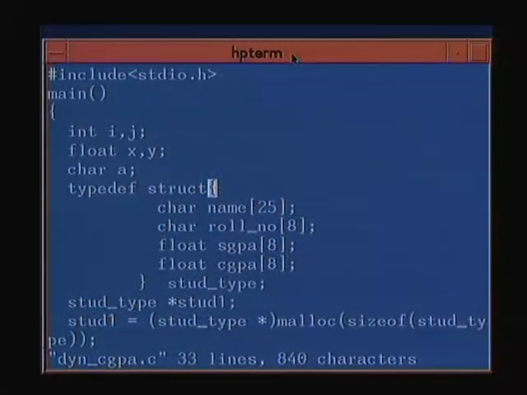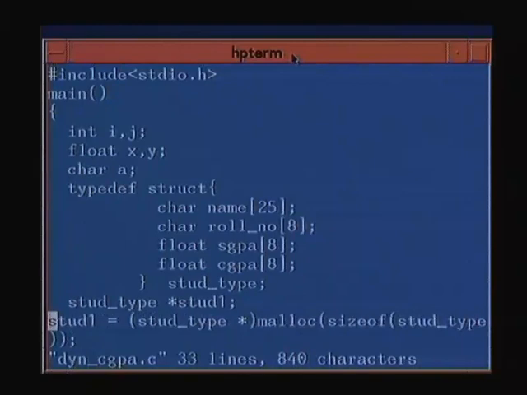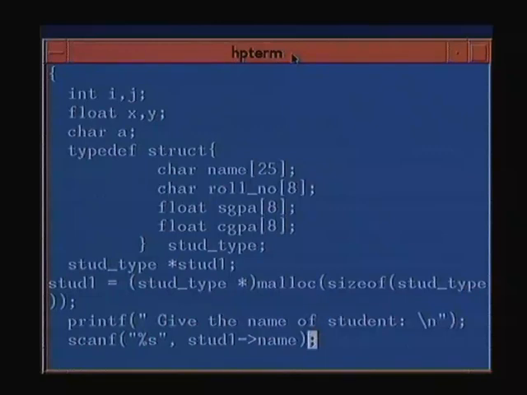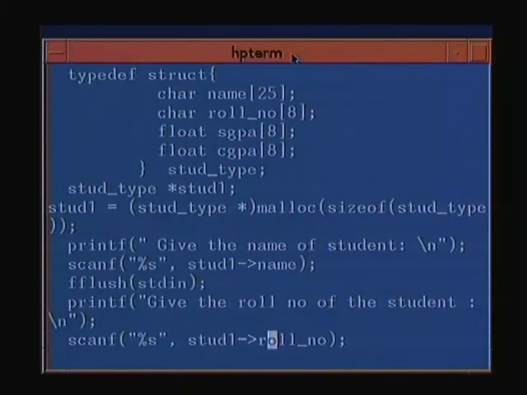So this is where we have defined stud1 as a student type, and we mallocked this: stud1 is equal to stud type star malloc size of stud type. If nothing is written, it is 1 into. Then give the name of the student. Now in scanf, since it's a string, stud1.name will give the name of that string. We don't have to give the ampersand here.